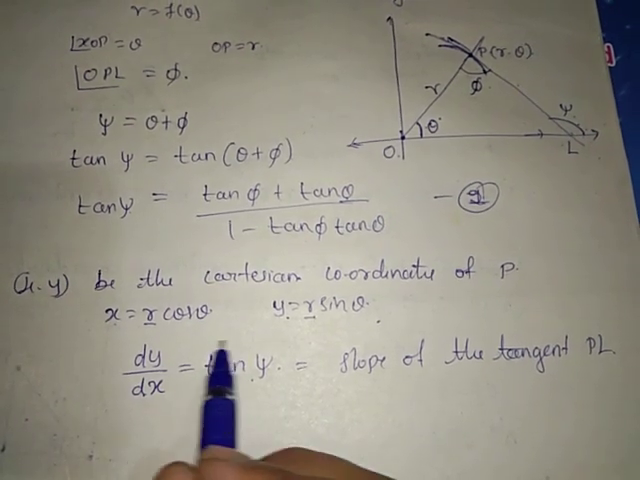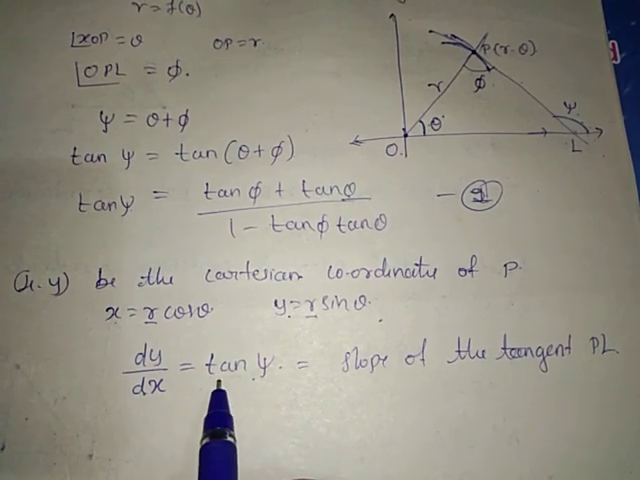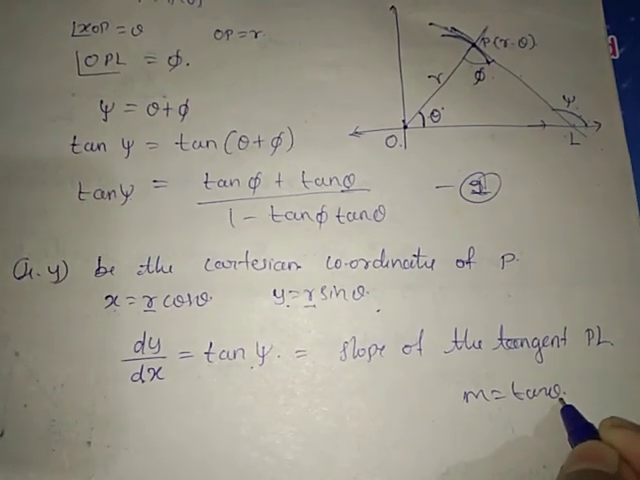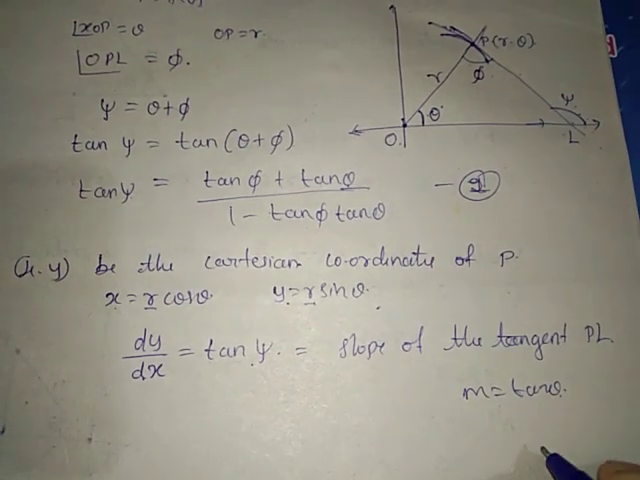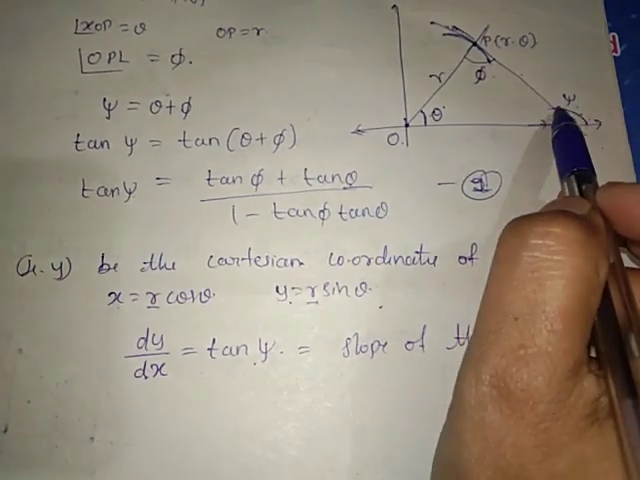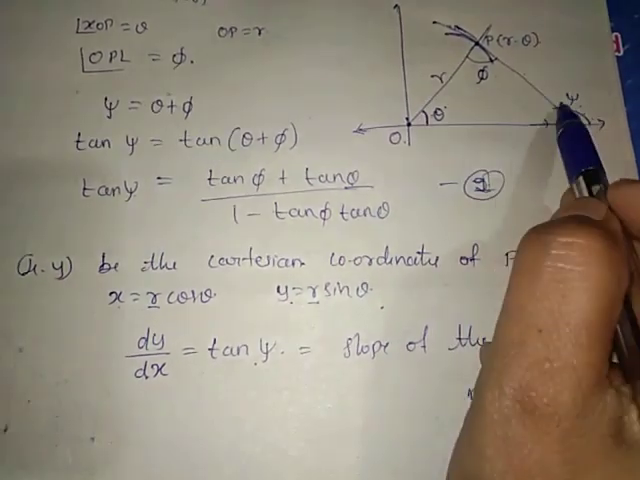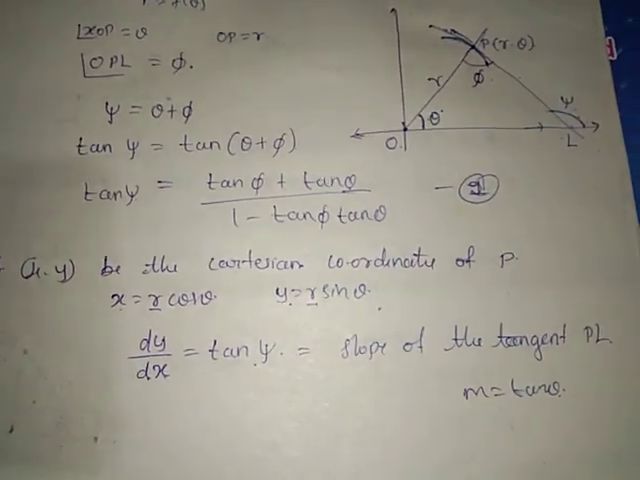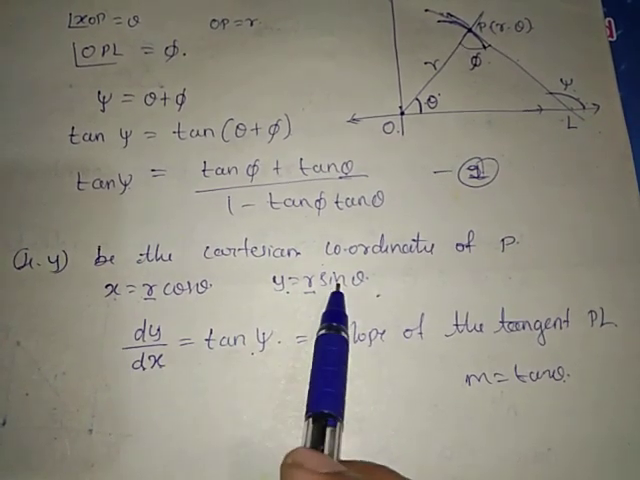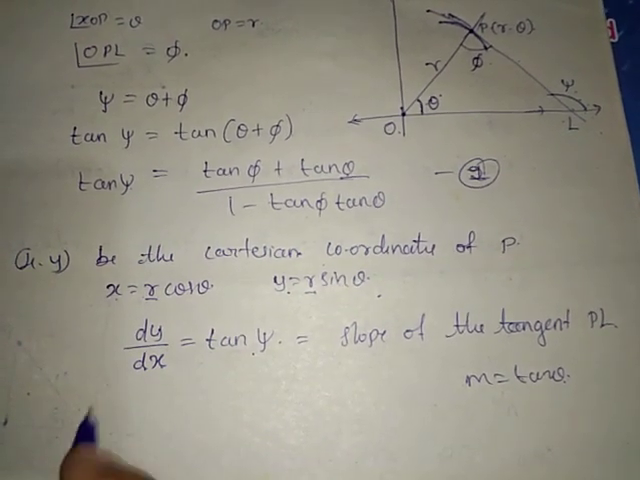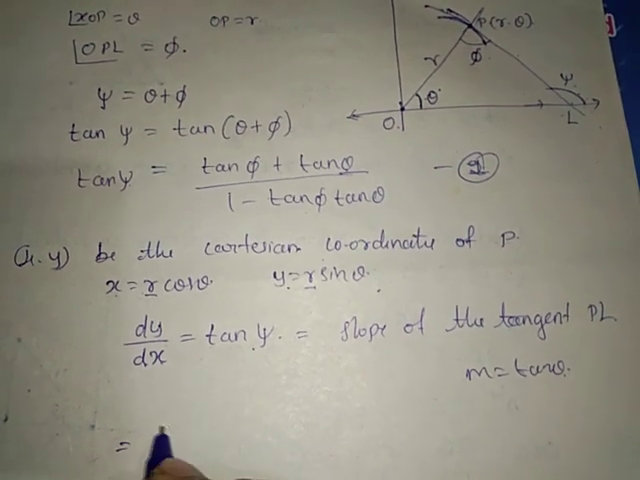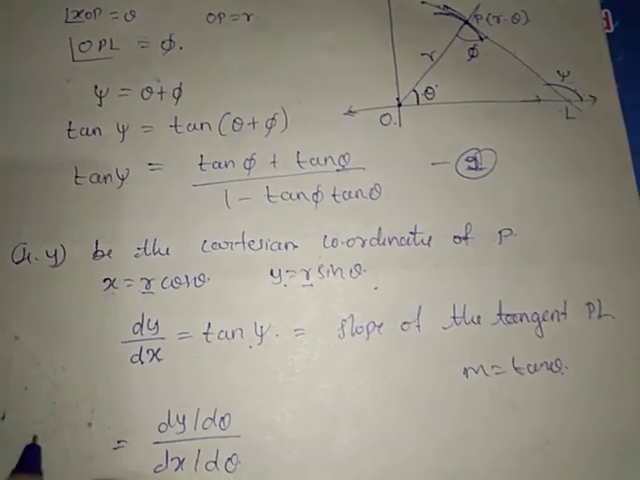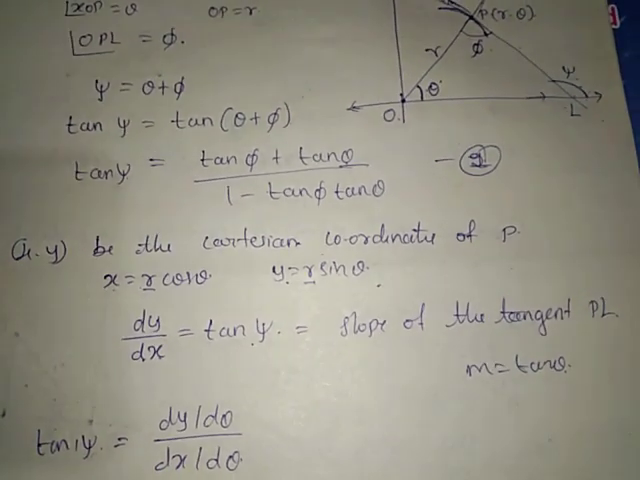We know this formula from the second PUC straight line topic: m equal to tan theta, where theta is the angle the line makes with the x-axis. So tan xi is the slope of the tangent, which is dy by dx. But here y and x are functions of theta, so dy by dx can be found as dy by d theta divided by dx by d theta. That is nothing but tan xi.